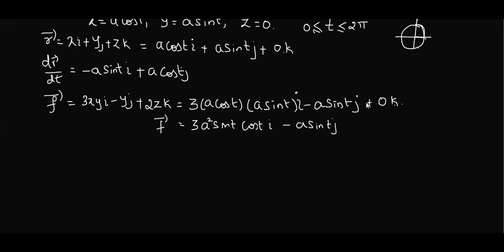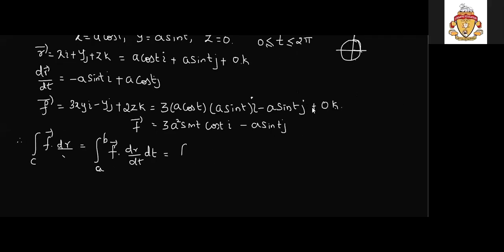Let us find F dot dr, the dot product of this F and the vector dr by dt. You can also take it directly in the line integral, there is no problem at all. So the line integral is given by the integration over C, or integration from a to b. Tell me the simplification, how to write. F dot dr can be written as F dot dr by dt into dt, isn't it? So this is now F dot dr by dt.